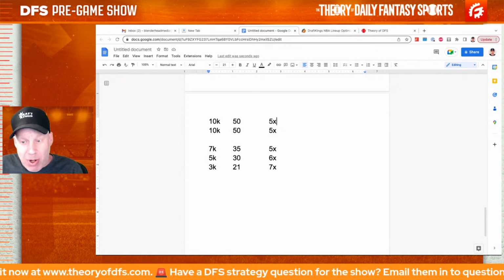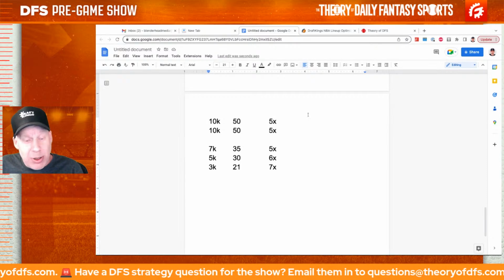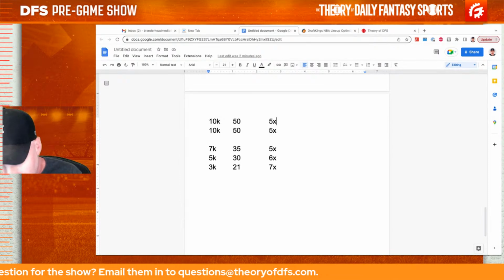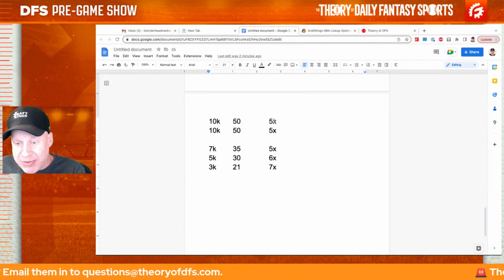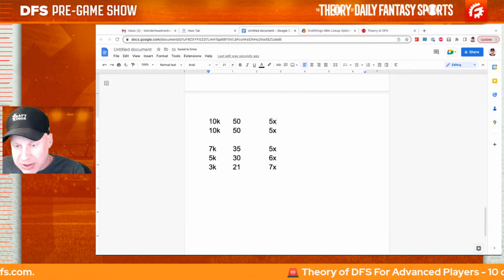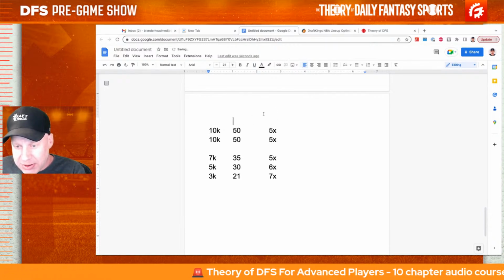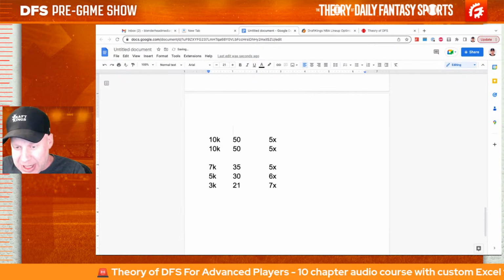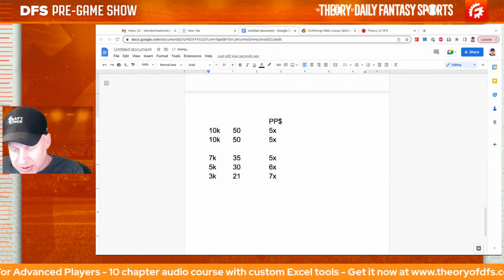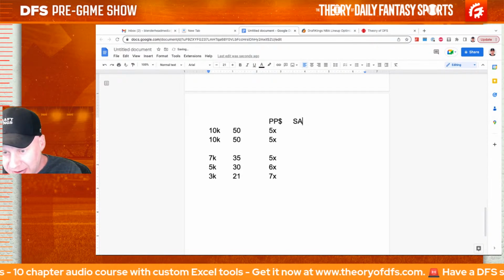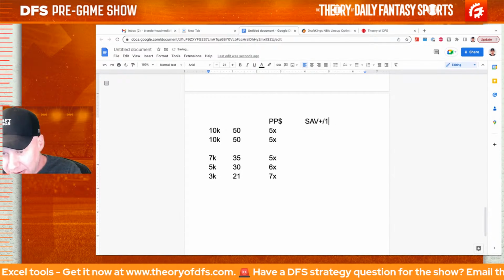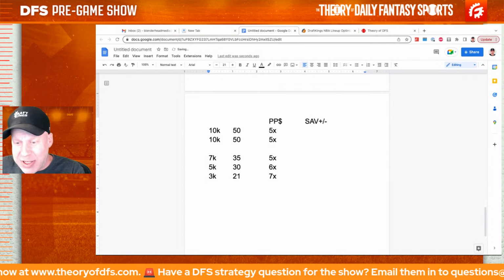So like in basketball, a lot of times, and also it could be adjusted for the slate. So if this is the point per dollar value, right? The point per dollar value is 5x. Let me move this up here. We get columns. Point per dollar, right? What's salary adjusted value plus minus? How are we going to get that number?